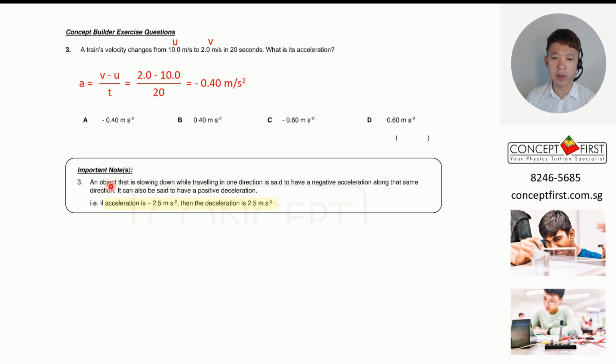Here's an important note. Now when we have negative acceleration, it means we're slowing down. Sometimes they may ask what is the deceleration? Now the term deceleration already means slowing down. So when we want to give the value of the deceleration, we do not need a negative sign anymore. So for example, an acceleration of negative 2.5 meter per second squared, the deceleration will then be just 2.5 meter per second squared. One last question.